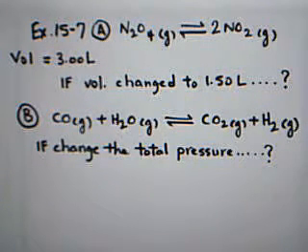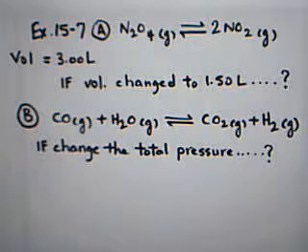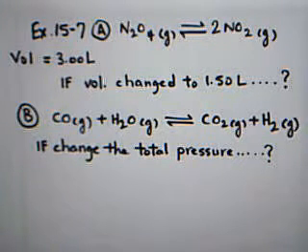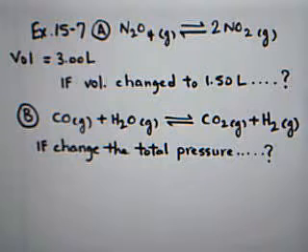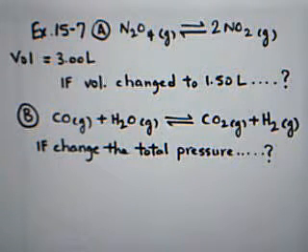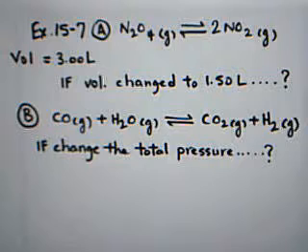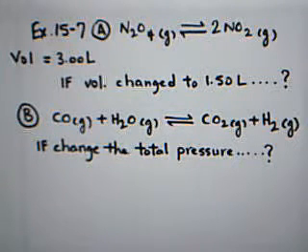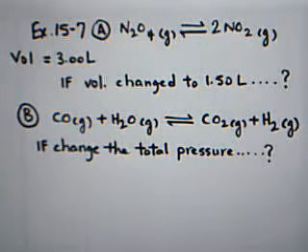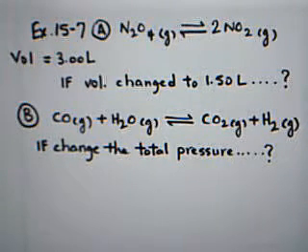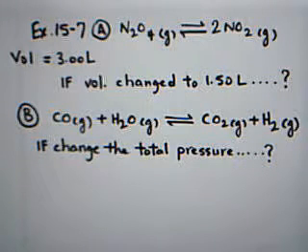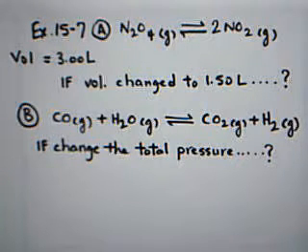In practice example 15.7, we are still applying Le Chatelier's principle, specifically the effect of changing volume. The first one says, in the reaction of dinitrogen tetroxide to 2 moles of nitrogen dioxide in a 3-liter container, what would be the effect on the concentrations if the pressure were doubled? That is, we are increasing the pressure not by introducing an inert gas, but by decreasing the volume.